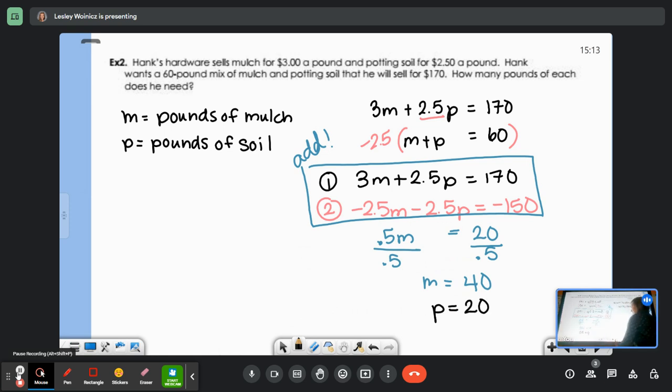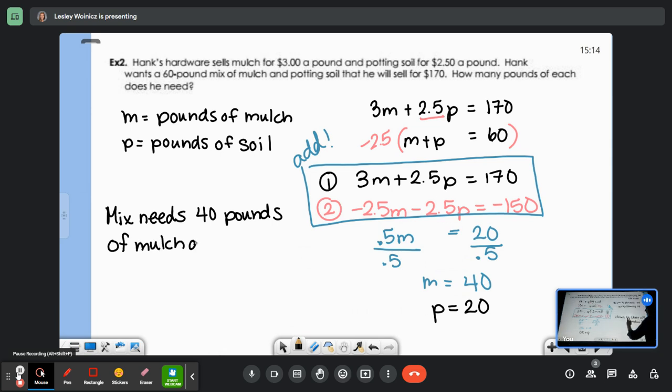All right, now we need a sentence. The mix needs 40 pounds of mulch and 20 pounds of soil or potting soil.